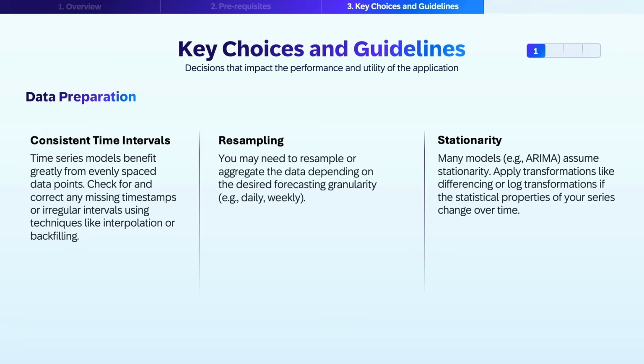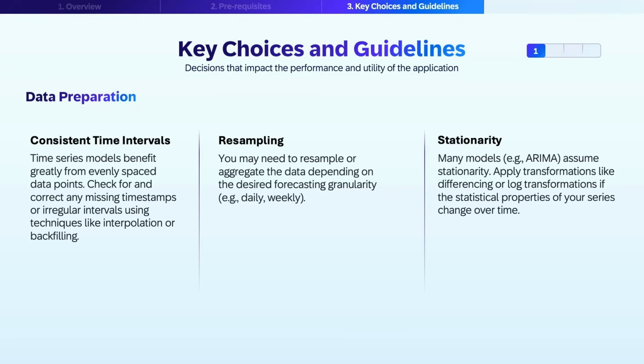Second, resampling. You may need to resample or aggregate the data depending upon the desired forecasting granularity, for example, daily, weekly, and so on. Third, stationarity. Many models, for example, autoregressive integrated moving average, assume stationarity, so apply transformations like differencing or log transformations if the statistical properties of your series change over time.